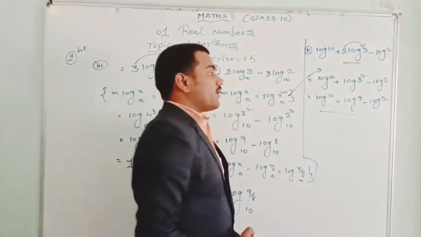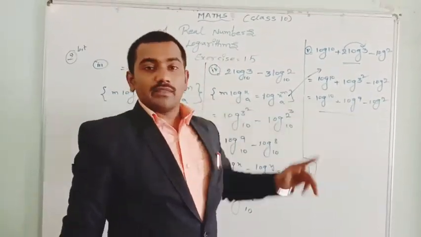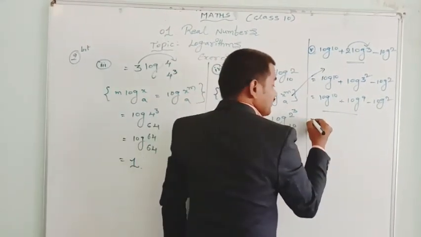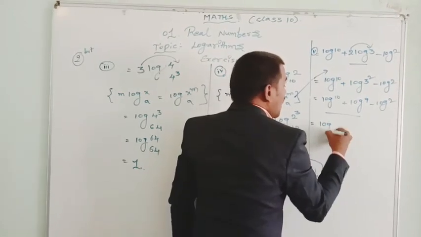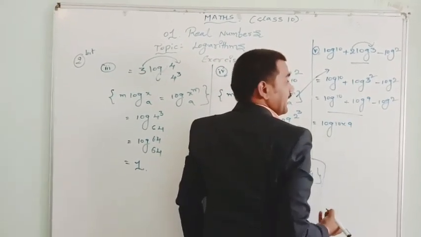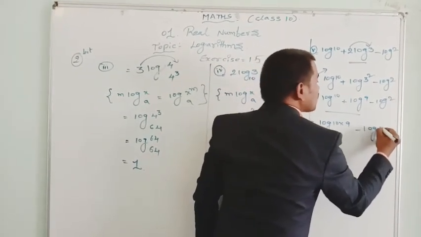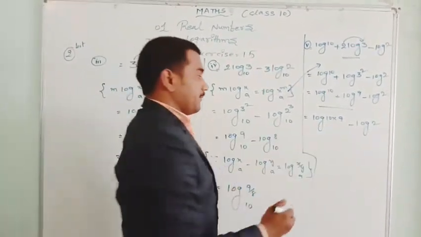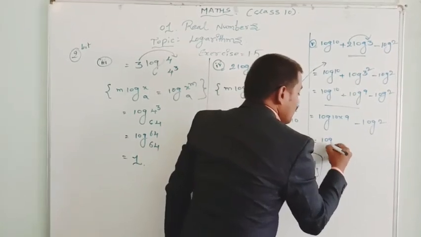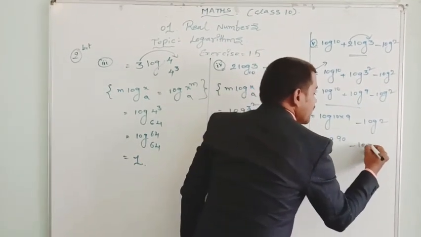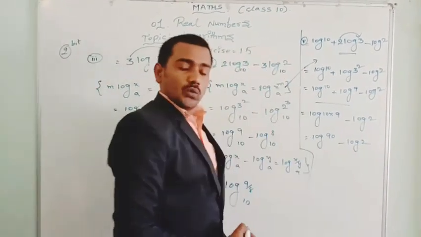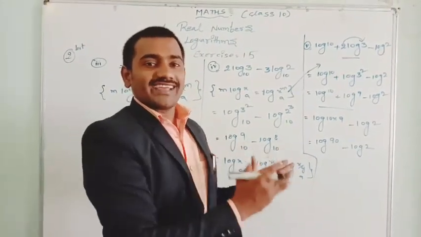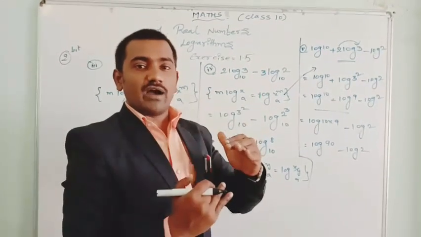Okay, let's take these two now. Log x plus log y equals log x into y. So by using this formula, log 10 into 9, minus this log 2 we write as it is. Now 10 into 9 is 90. So log 90 minus log 2. Again it is in the form of log x minus log y. Log x minus log y equals log x by y.